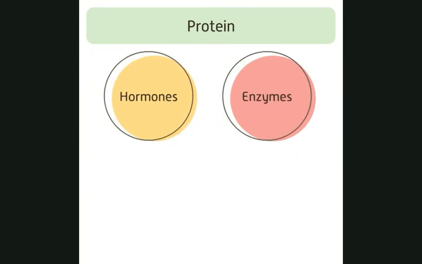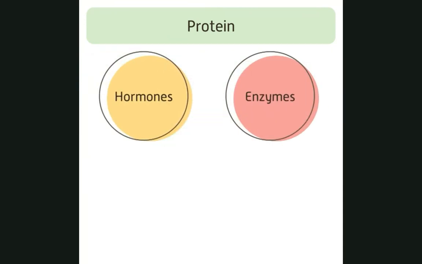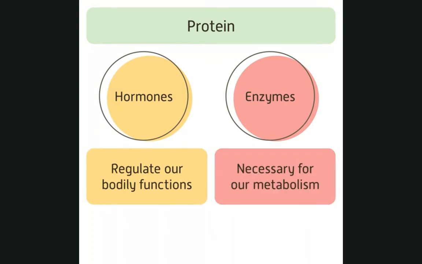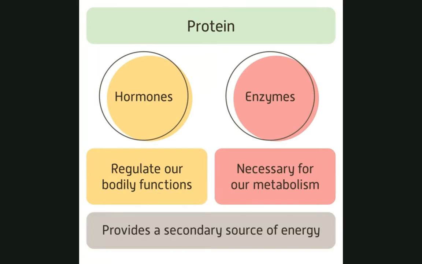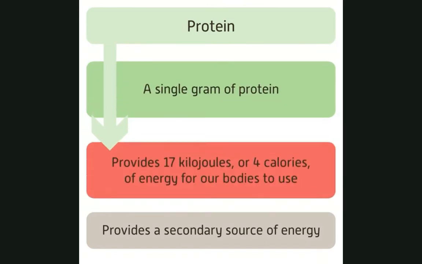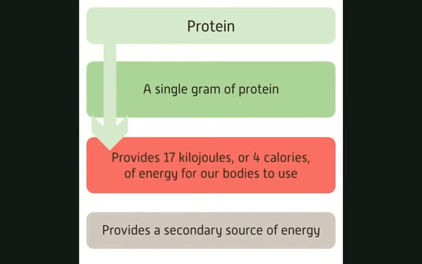As well as its role in growth and repair, protein is used in the production of hormones and enzymes. Hormones regulate our bodily functions, and enzymes are necessary for our metabolism. So this makes protein very important for the body. It also provides a secondary source of energy. A single gram of protein provides 17 kilojoules, or 4 calories, of energy for our bodies to use.